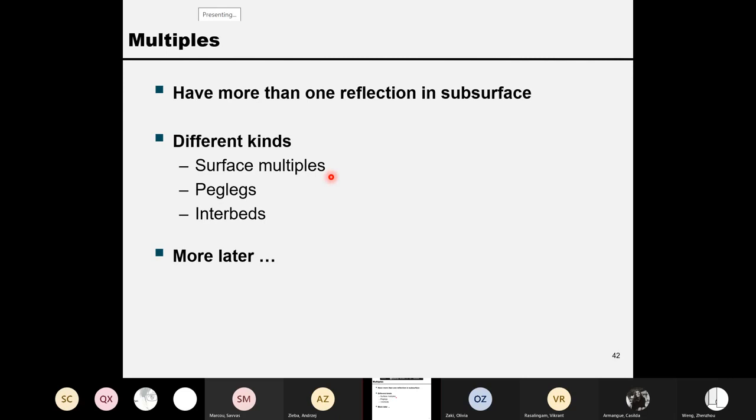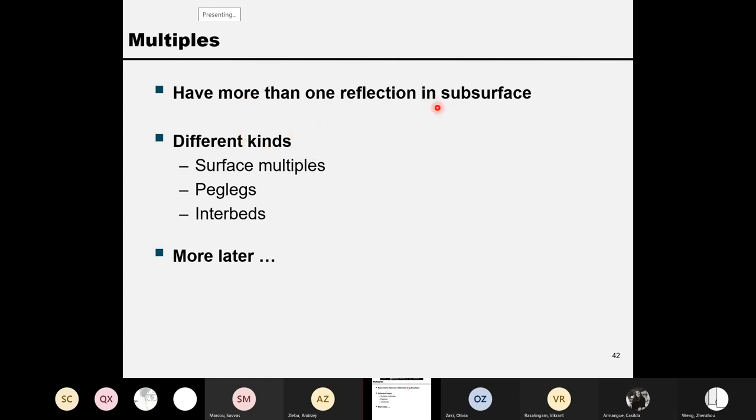Your seismic wave within fixed interfaces, fixed layers, bounces up and down more than once. That's called multiples. Okay, let's talk about multiples. So multiples really means your seismic data have more than one reflection in the subsurface. Reflection is talking about data format. In a physical model, we call it reflector, right? The difference, reflector is the physics model and reflection is seismic data. So they are in totally different domains, right? One's in the model domain, one's in the data domain.